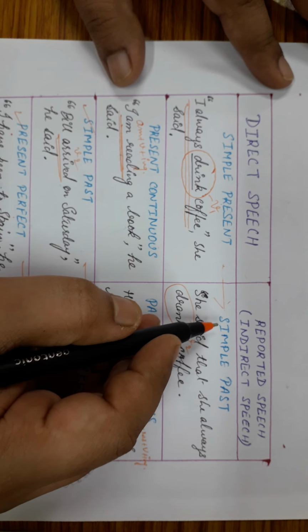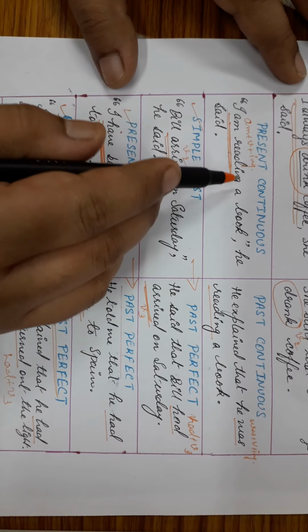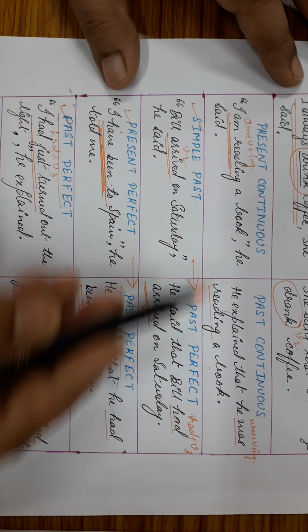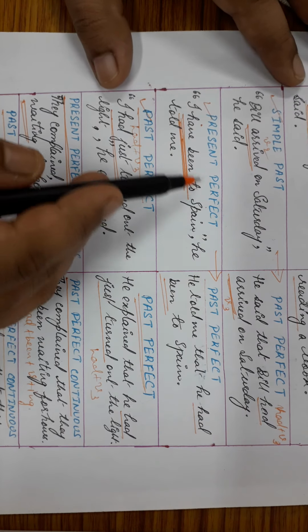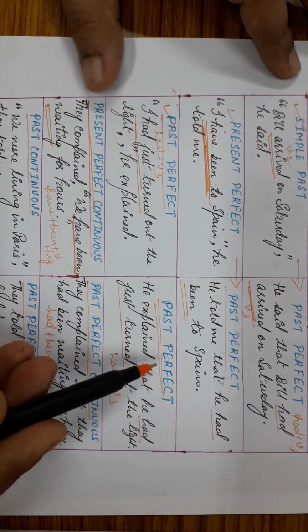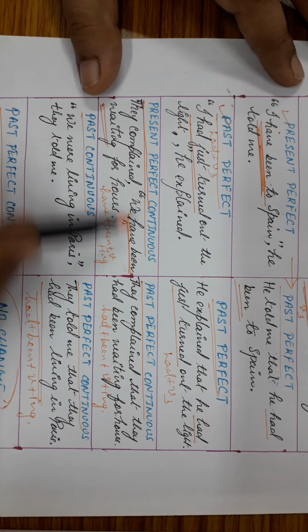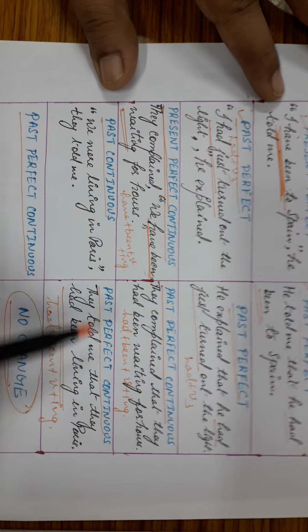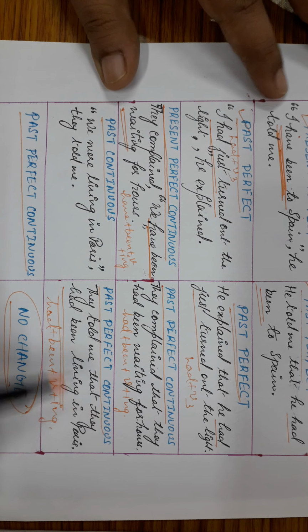Simple present converts to simple past. Present continuous converts to past continuous. Simple past converts to past perfect. Present perfect converts to past perfect. Past perfect converts to past perfect. Present perfect continuous converts to past perfect continuous. Past continuous converts to past perfect continuous.